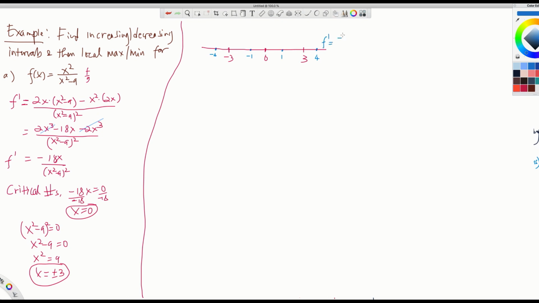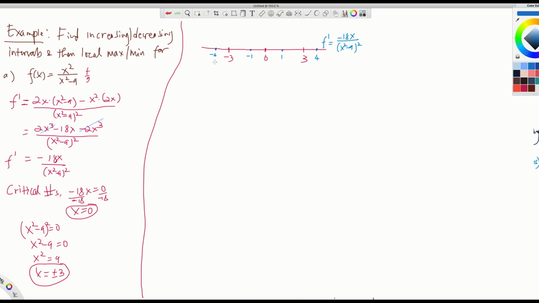What is f prime? f prime is negative 18x divided by x squared minus 9, all squared. You see that since there is a whole square in the denominator, whatever number you pick here, it will give you positive. So the denominator is always positive for all these test points because there is a whole square. So the sign of f prime is determined by the sign of the numerator.